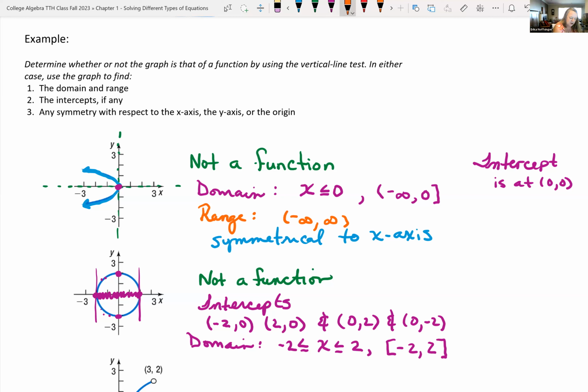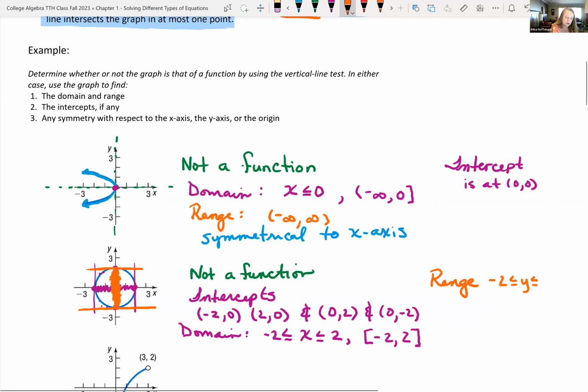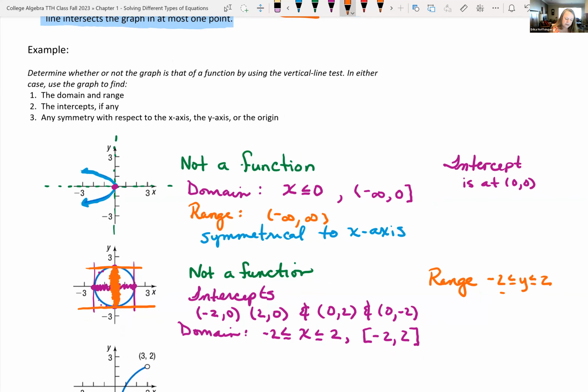The range are all the y values you're hitting. Well, the smallest y value that we hit on this graph is -2, and the largest y value that we hit on this graph is +2. So our range is the same as our domain, except it's y values. So we have -2 is less than or equal to y is less than or equal to 2. Or if I wanted to write that in interval notation, it's bracket -2, comma 2, bracket.